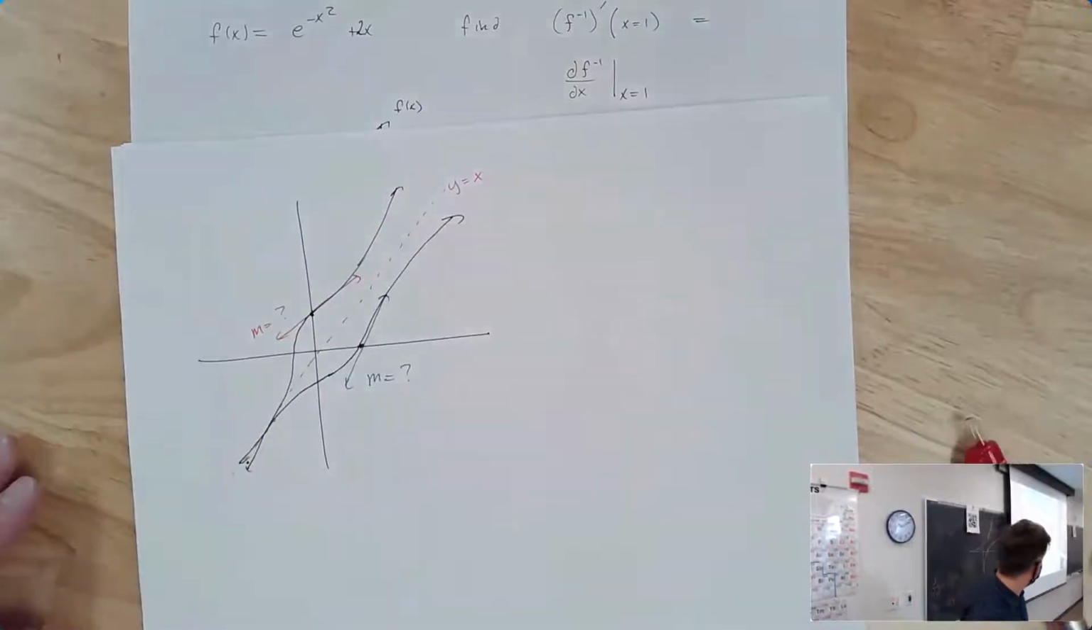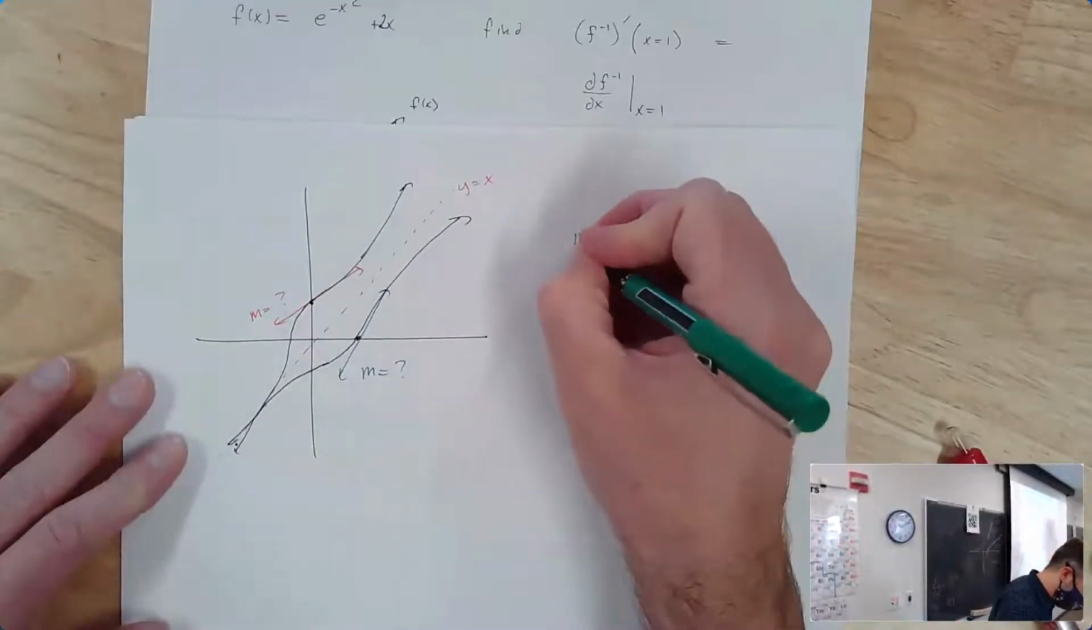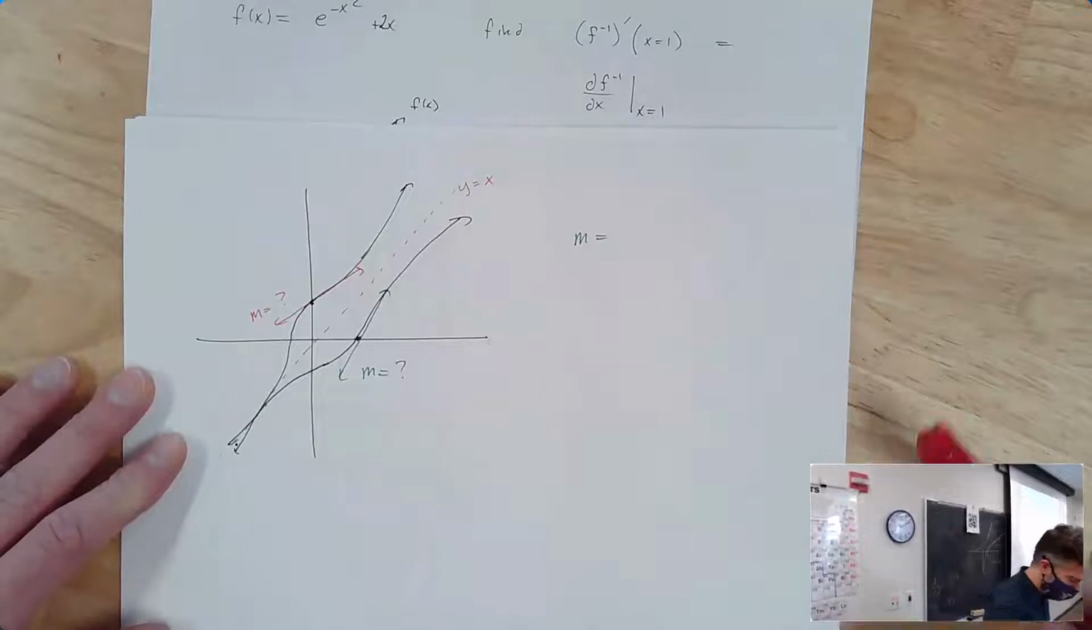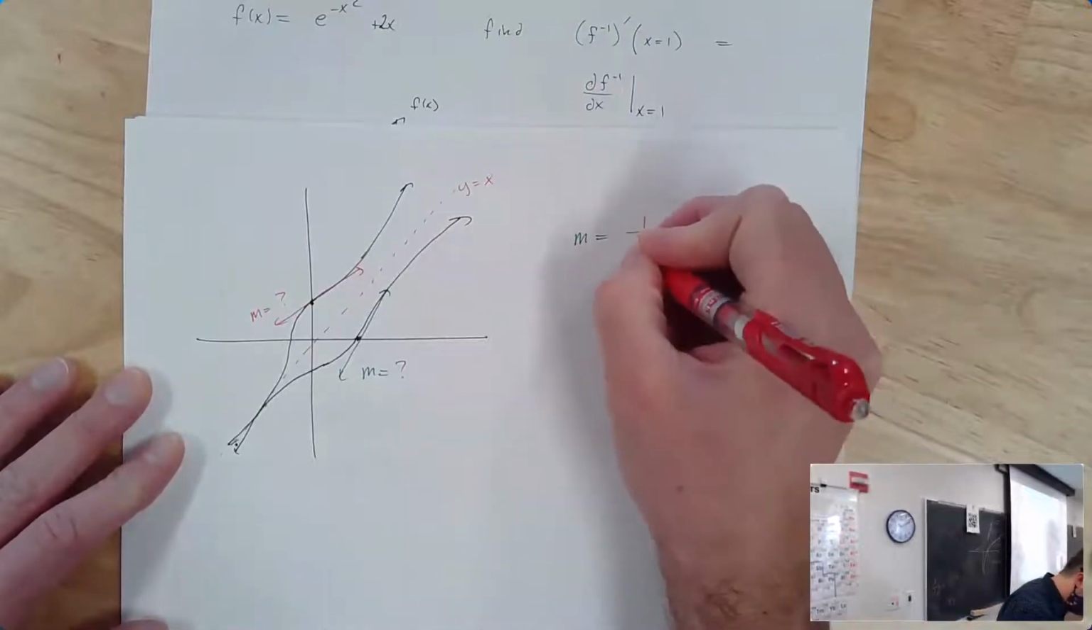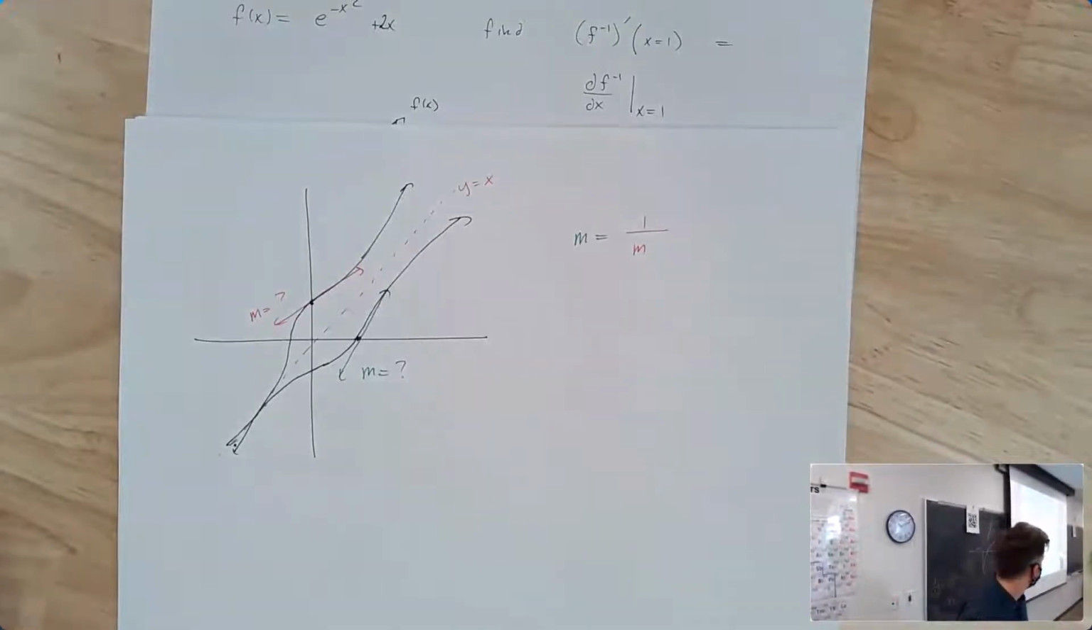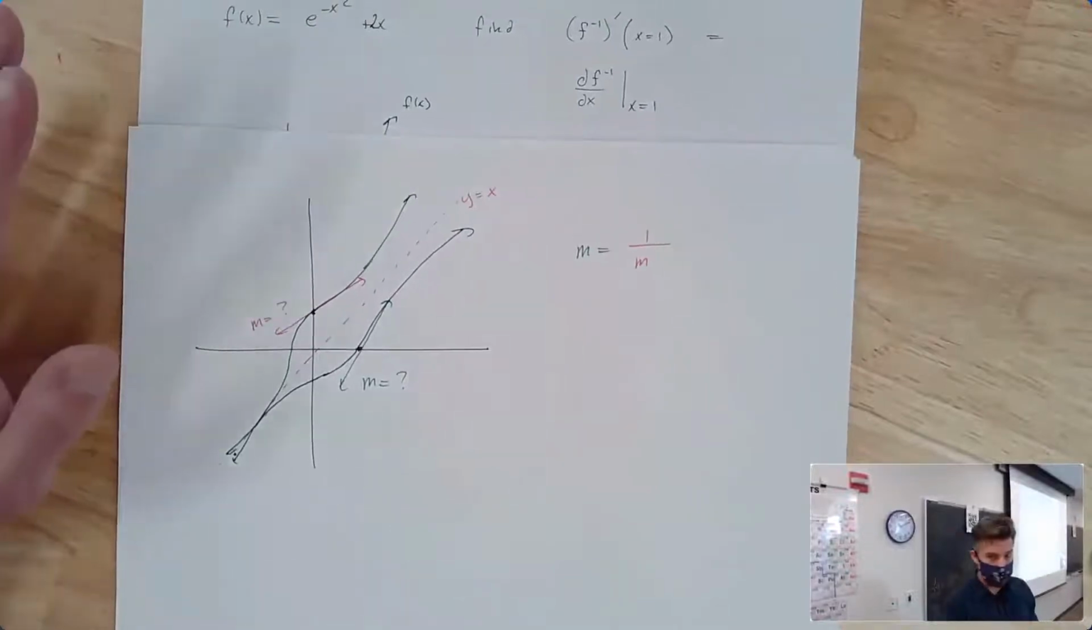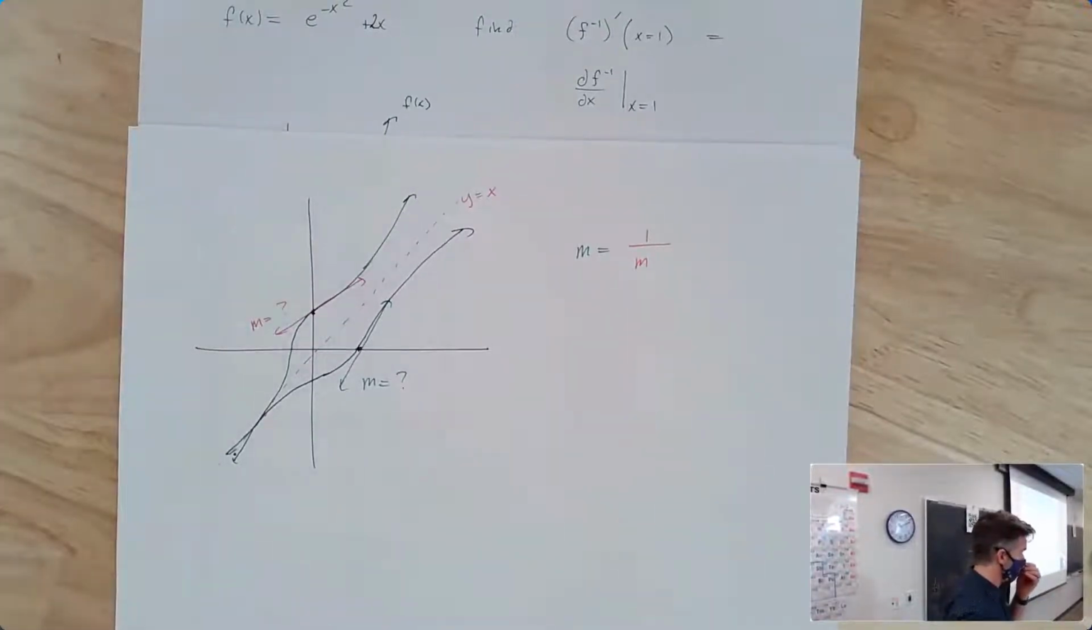And we're going to say that the slope that we actually want to find is equal to 1 over the slope that we're going to find. That's the whole gist of this inverse derivative theorem: instead of finding the derivative of the function that you're actually being asked to, you're going to find the derivative of the other function at the other point and take the reciprocal of that. Okay, let's do some labeling.